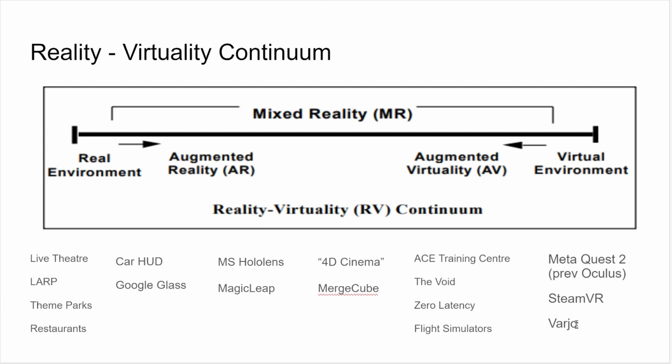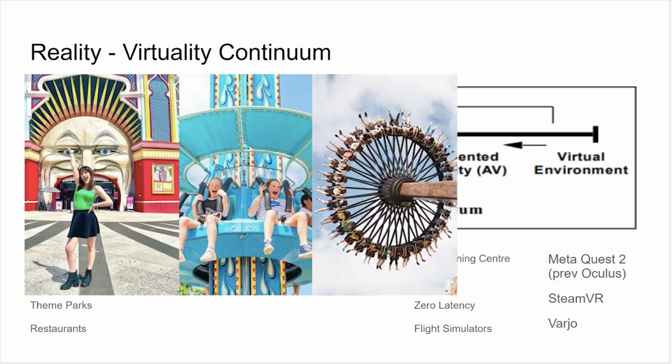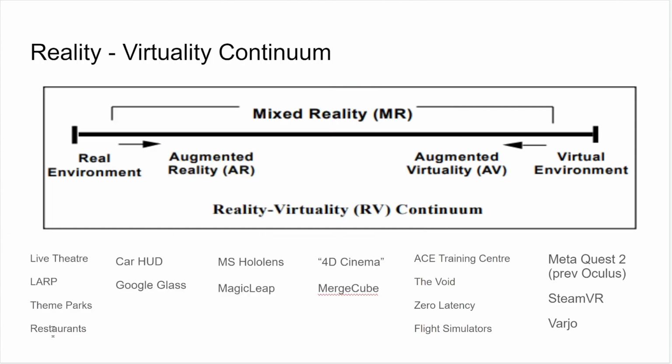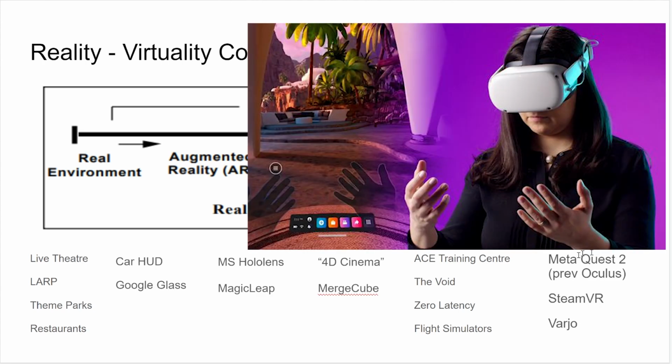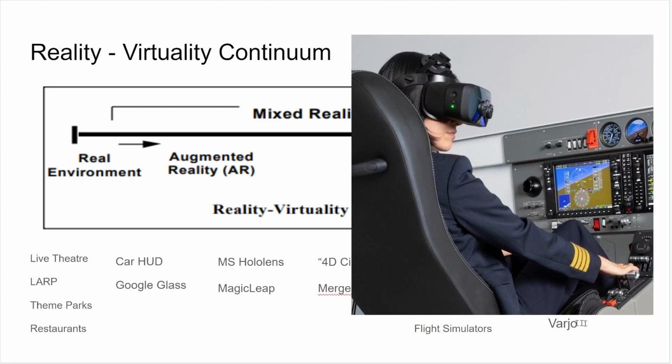So what I've done here is basically listed some of the things that are common across all the different modes of interaction. You can see here on the completely real part of the spectrum, we have live theater, LARP, which is live action role-playing, theme parks, and restaurants. So these are immersive experiences that you can have just in the real environment. On the other side of the spectrum, we have things that you might have heard about in popular culture. MetaQuest 2, I think, is currently the most widely available consumer-level virtual reality headset. You might have heard of Steam VR that's connected to your PC. Varjo is a little bit more high-end, super expensive virtual reality system.